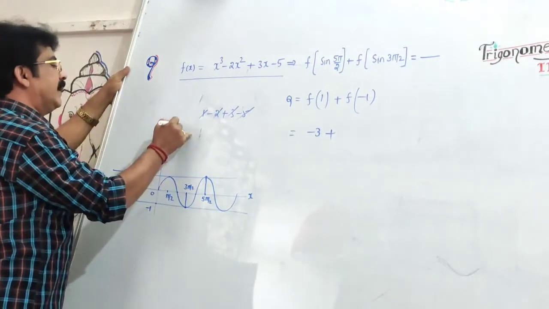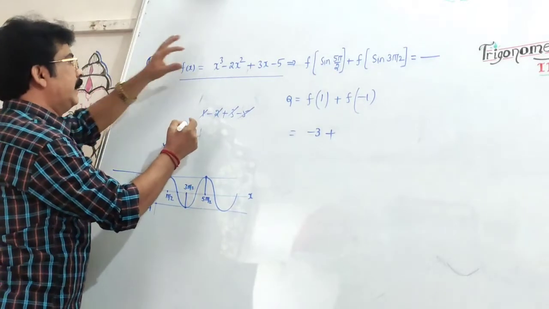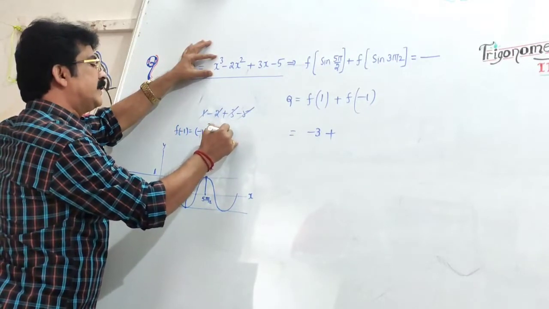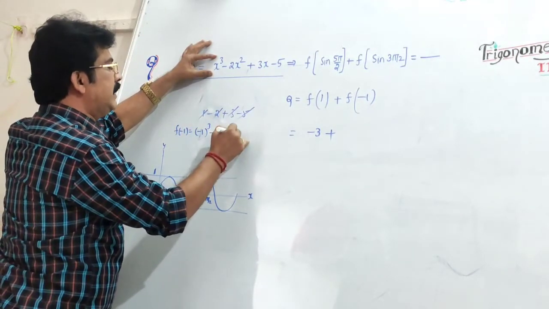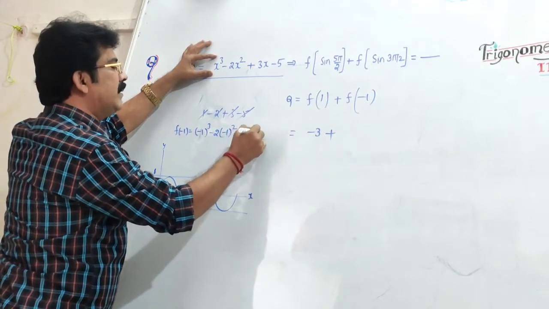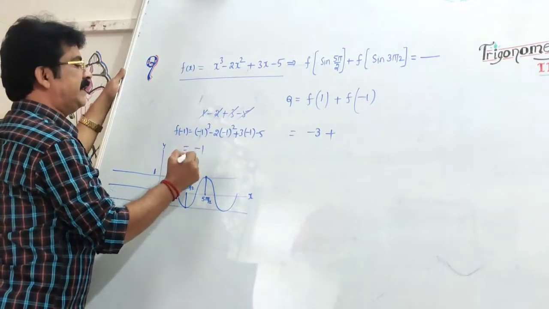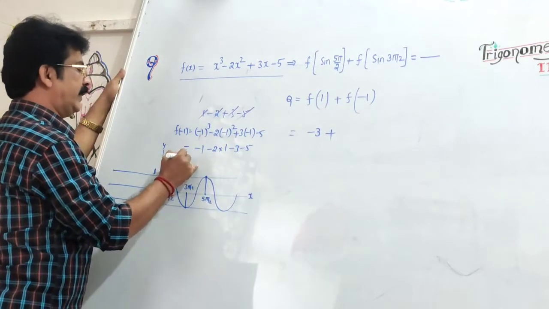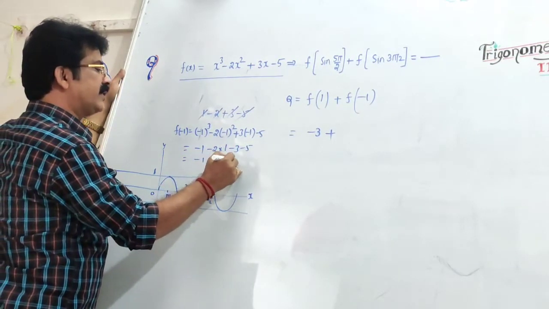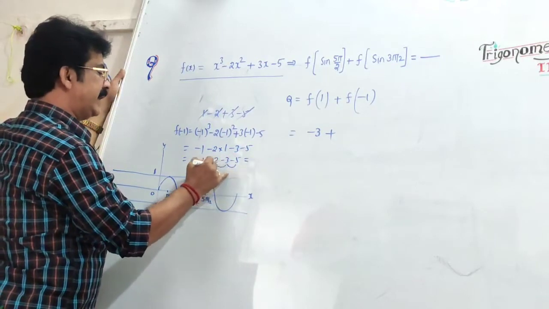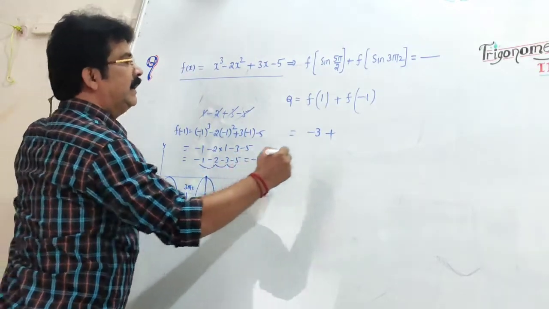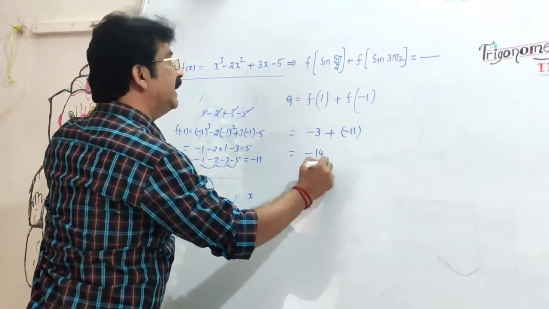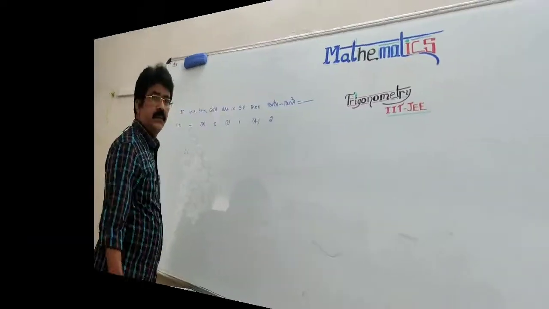F of minus 1 is equal to minus 1 whole cubed minus 2 into, just instead of x we are writing minus 1, plus 3 into minus 1 minus 5. So that is equal to minus 1 minus 2 into plus 1 minus 3 minus 5. So minus 1 minus 2 minus 3 minus 5, so 8, 10, 11, minus 11. So it is minus 11. That is equal to minus 14. This is the answer. Hence the problem.